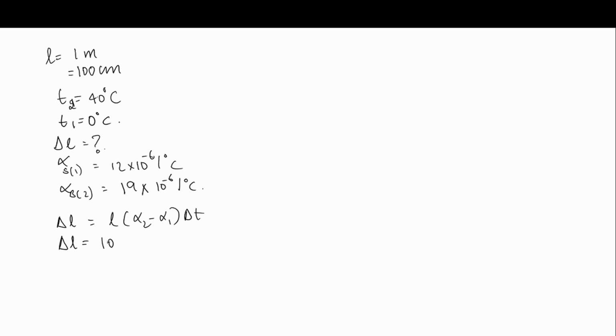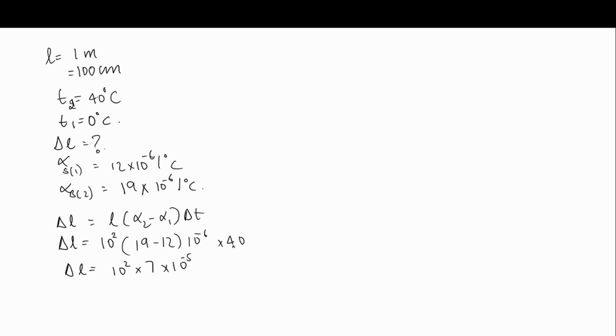L is 100 centimeters. We can write 100 as 10 to the power of 2. Alpha 2 and alpha 1, we take 10 to the power of minus 6 common. So 19 minus 12 into 10 to the power of minus 6. Delta T is T2 minus T1, which is 40 degrees. So delta L is equal to 10 to the power of 2 into 19 minus 12, 7 into 10 to the power of minus 6, into 40.